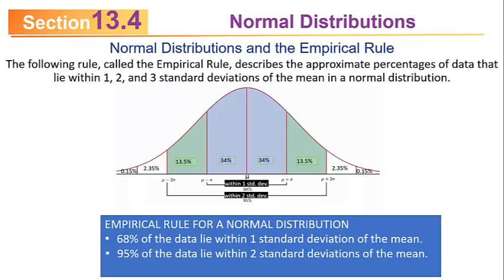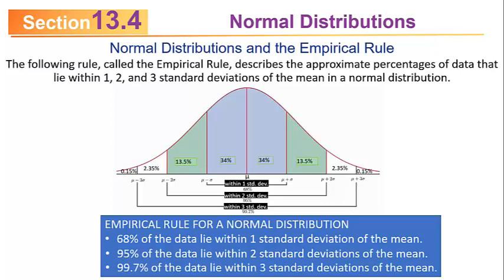But if you go 2 standard deviations away from the mean, you pick up another 13.5 on the left side and another 13.5 on the right side, and if you add up all those numbers, you'll get 95%. If you go yet another standard deviation from the mean, you pick up an additional 2.35% approximately on the left and another 2.35% approximately on the right, and that adds up to about 99.7% of the data.